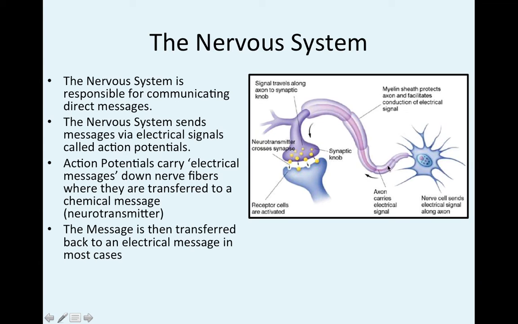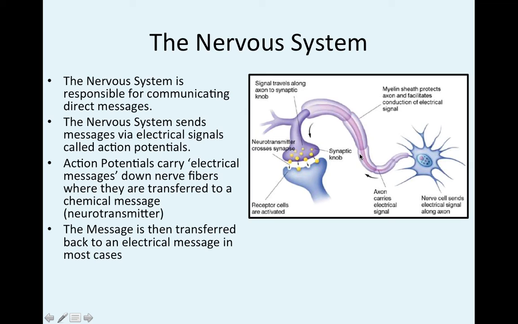Okay? Then something weird happens, okay? Because a lot of neurons don't connect from, say, your brain. This isn't your brain and this is your muscle. There's going to be a break where one neuron ends and then the next one starts, okay? So these little breaks are called a synaptic cleft or a synapse.